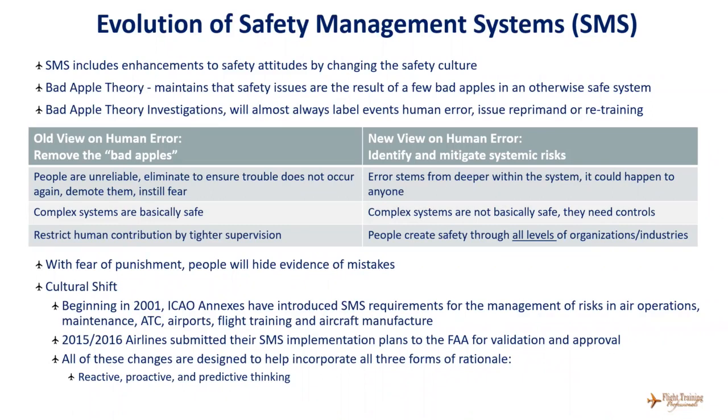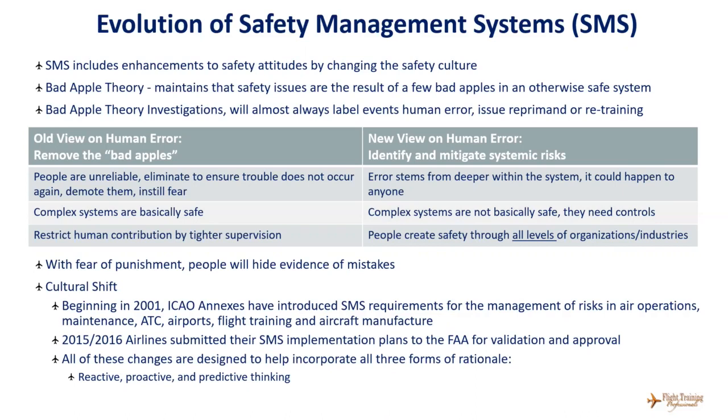But through lessons learned, there's been a shift. There's been a cultural shift for a new view of human error, and that's to identify and mitigate these systematic risks. So they're saying, if you could do it, I could make the same mistake, that it's not a bad apple, that I'm not bad and you're good. It's simply saying that there are errors that stem deeper within the system, and it could happen to anyone.